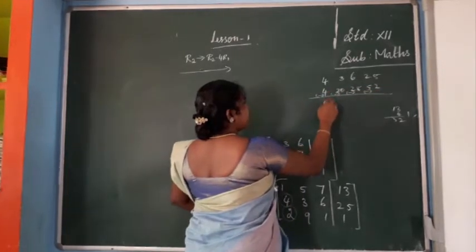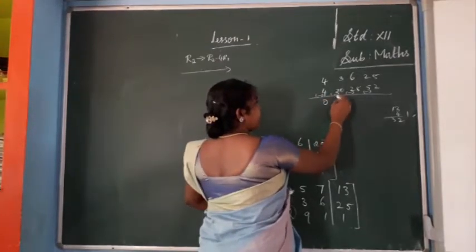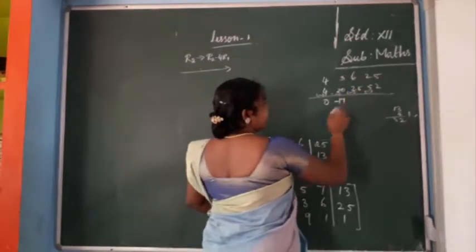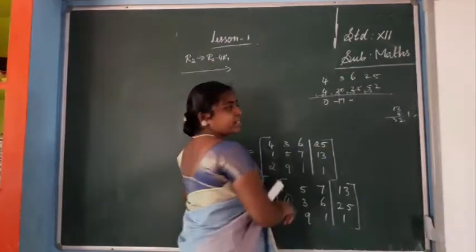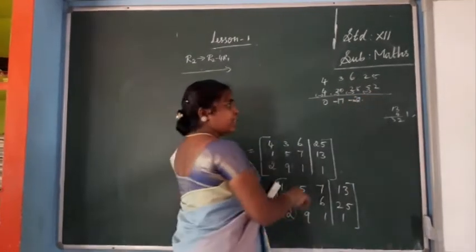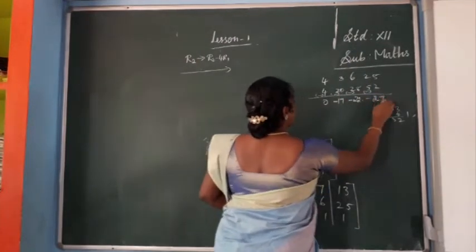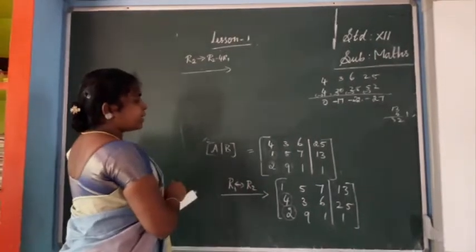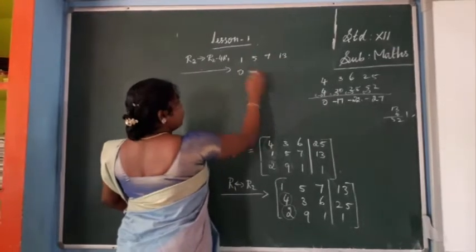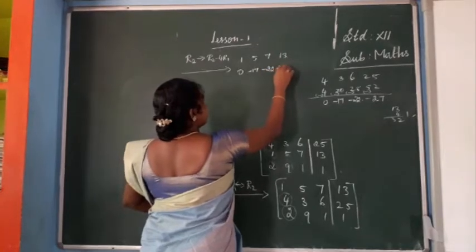Okay. 4 minus 4, 0. Next 3 minus 20. Here greater is minus. So minus 20 minus 3 is 17. Okay. Next one. 6 minus 28. Greater is minus. 28 minus 6 is 22. Okay. Next one. 25 minus 52. Here also greater is negative. So 52 minus 25 is 27. Okay. What are the elements you got? You have to write in second row. So first row is 1, 5, 7, 13. Second row is 0, minus 17, minus 22, minus 27. Okay.